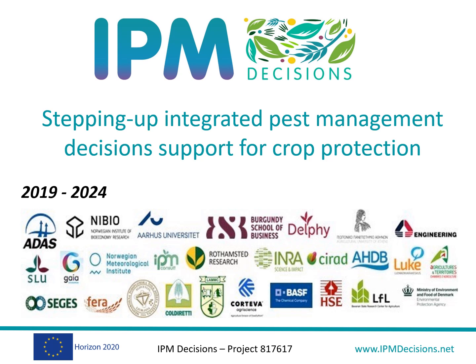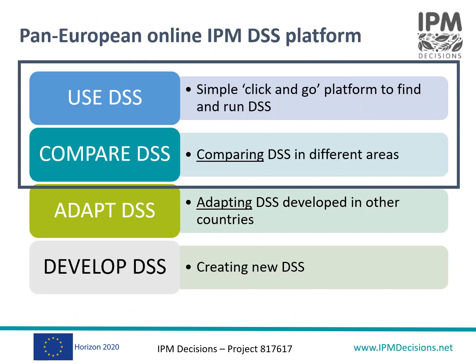The platform is an online marketplace for accessing IPM decision support systems, which will also be referred to as DSS or DSSs, and associated models, resources such as weather data. The platform consists of 4 dashboards targeting different aspects of decision support systems.